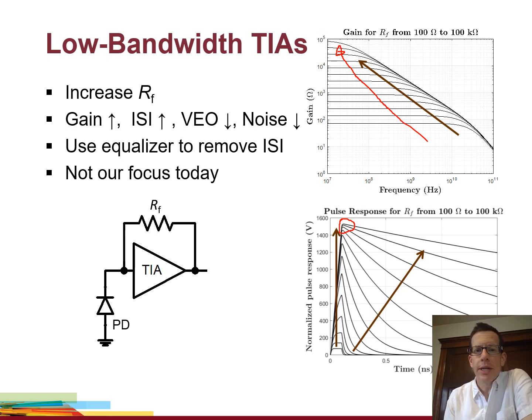Now, many research groups have successfully adopted this technique by designing an equalizer that follows the TIA in order to remove that ISI. So this is one way that we can increase the gain, decrease the noise, and improve the sensitivity of the receiver. It's not the focus of our talk today. We're talking about a different approach to increasing the effective gain.